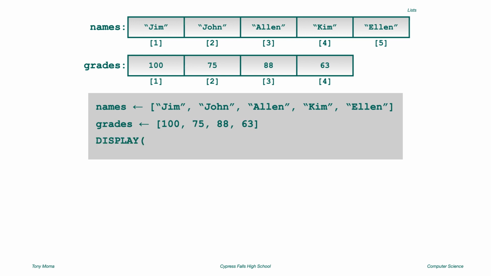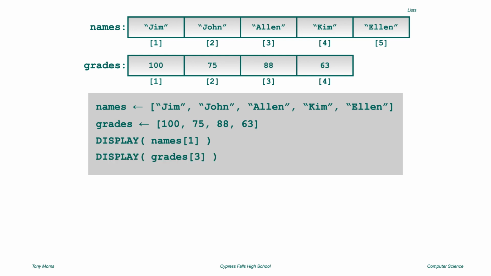Now, suppose I want to display one of the values in the list. That's going to require me accessing one of the values in the list directly. How would I do that? For example, suppose I want to display the first value in the names list. Well, to access that value, I would first need to write the name of the list, which in this case is names, followed by the index of the value that I want to access inside a pair of brackets. That's all I would need, and that would then give me access to the first value in the names list, which is Jim. Similarly, if I want to display the third value in the grades list, I will need to type the name grades, followed by the number 3 inside a pair of brackets. And that would give me access to the third value in the grades list.